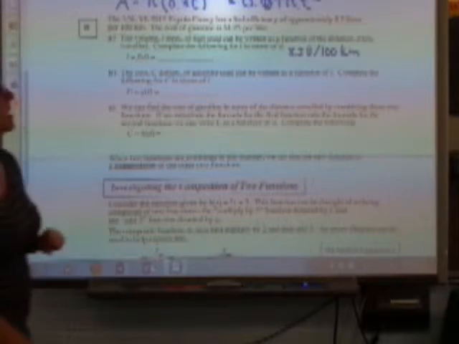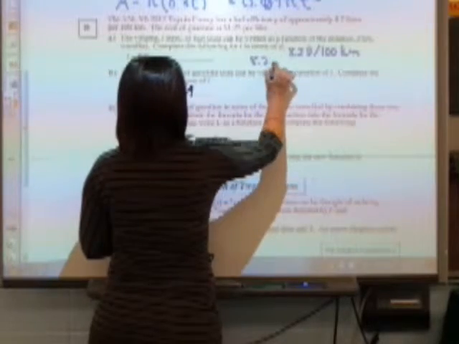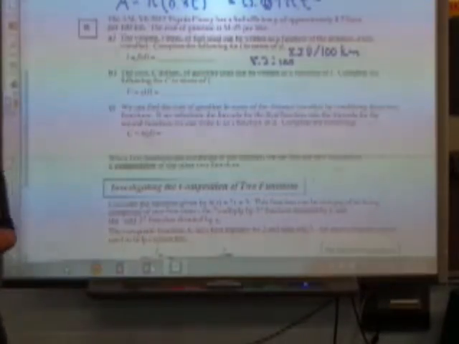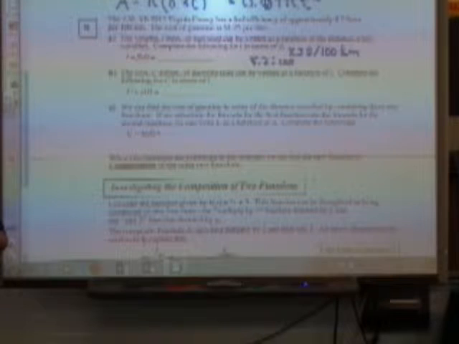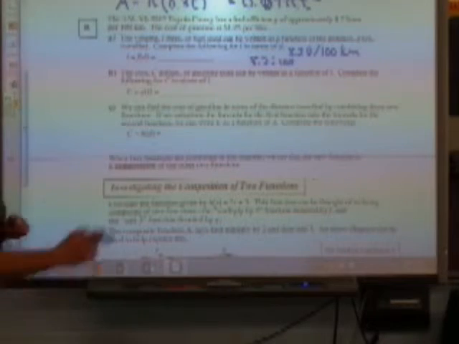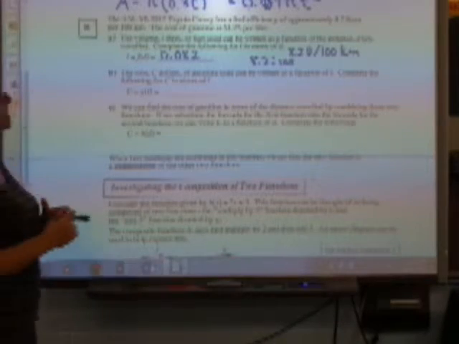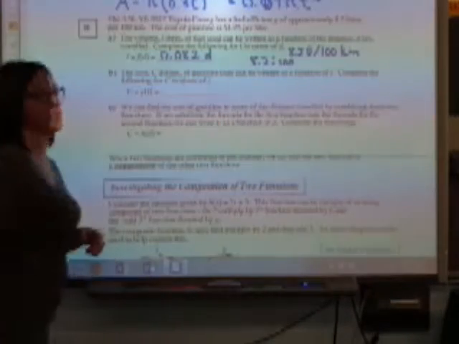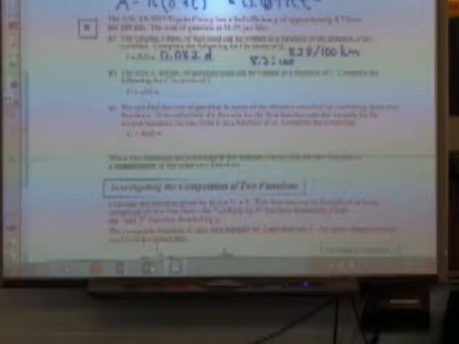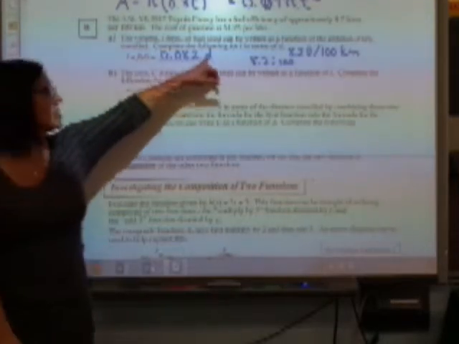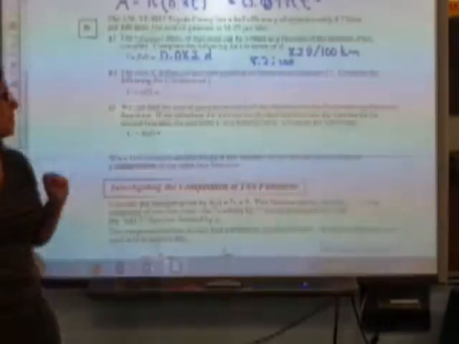Divide by 100. So 8.2 divided by 100 would be 0.082 times D for distance. So if I drove 100 kilometers, I get 8.2 liters. If I drove 10 kilometers, I'd have 0.82 liters. If I drove 200 kilometers, I can substitute the distance in and figure out the amount of fuel I've used.